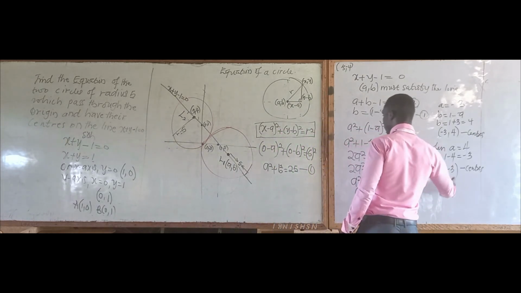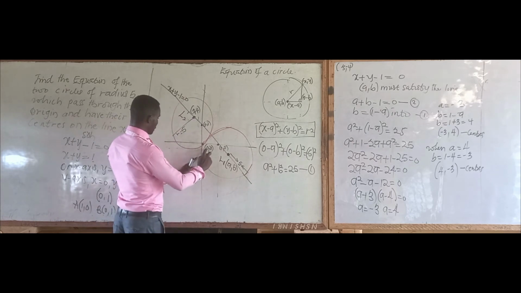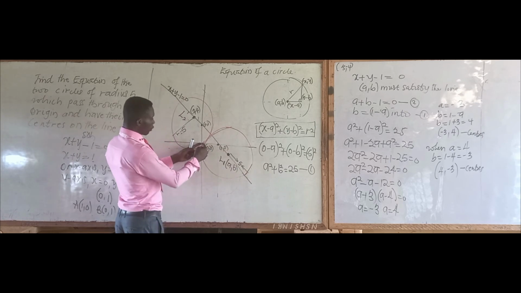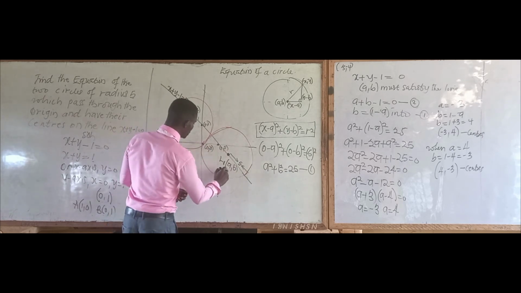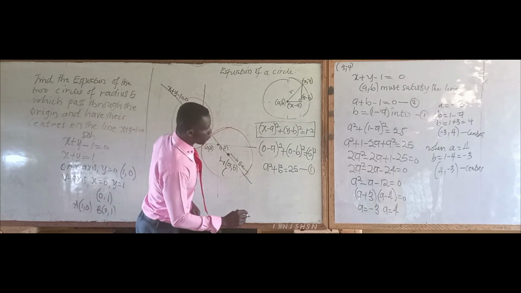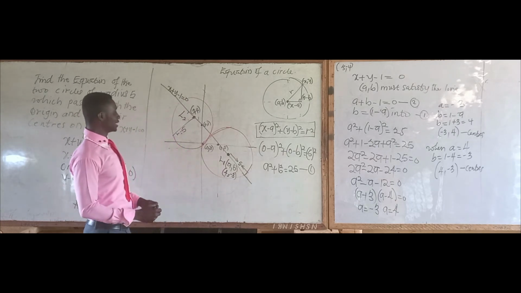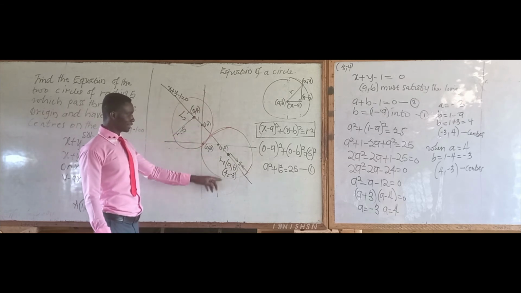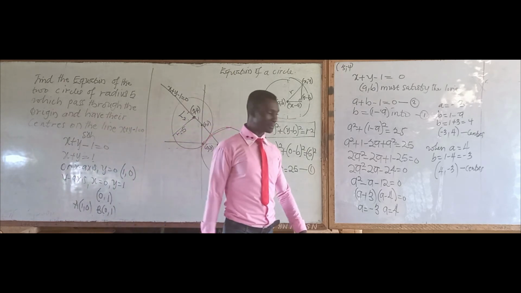And then the other one, 4, negative 3. The 4 is on the positive x-axis, and the y, which is negative 3, will be here. So that tells you that the last point is 4, negative 3. So having gotten the centers of the two circles and the radius 5, the equation of the circle is simple to calculate.